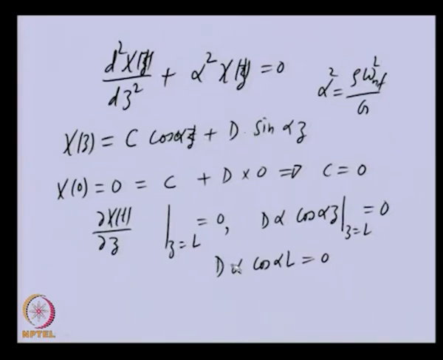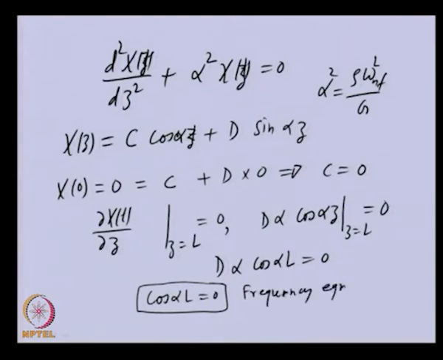So, in this case alpha in general cannot be 0. So, we need to have cos alpha L equal to 0. This is the frequency equation, and the roots of this will give us the eigenvalues, and from there we can obtain the natural frequencies. So, you can see the solution of this: alpha L is equal to pi I by 2, where I can be odd numbers, and we have an infinite number of solutions.